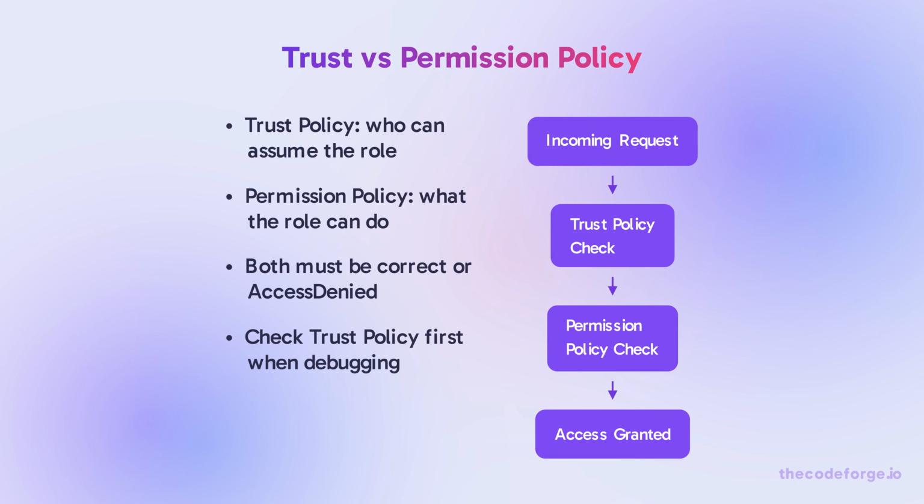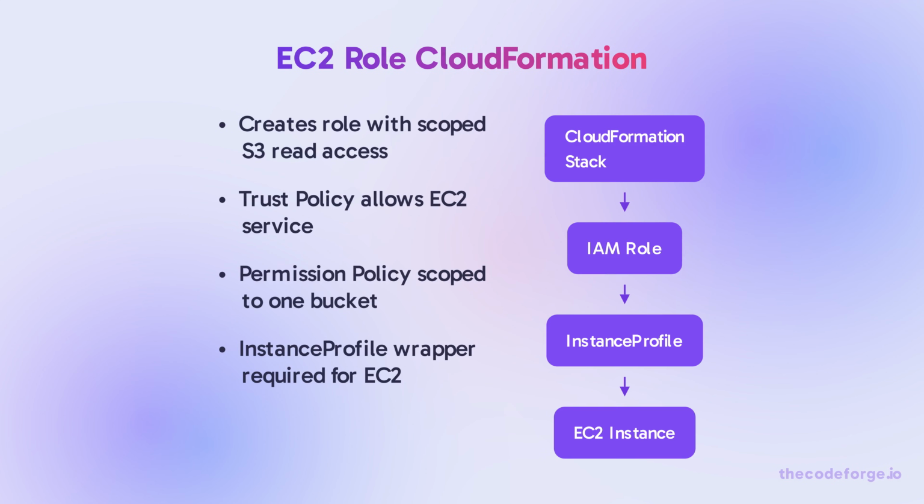The trust policy answers, who is allowed to assume this role? The permission policy answers, what actions can this identity perform? If the trust policy doesn't list the service, no amount of permissions will help. Always check the trust policy first when debugging access issues. Here's a real CloudFormation template that creates an identity and access management role for Elastic Compute Cloud with scoped simple storage service read access. It defines the trust policy, the permission policy, and the instance profile wrapper that Elastic Compute Cloud needs. Let's look at the code.